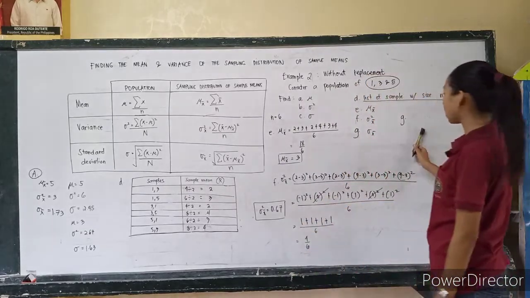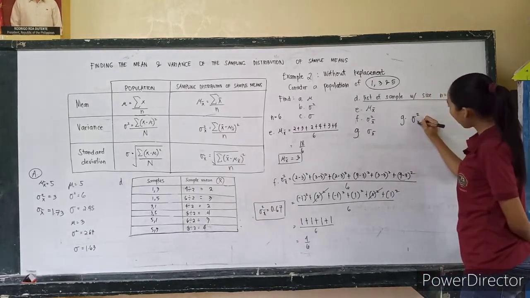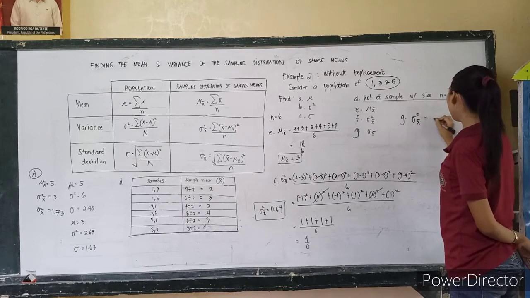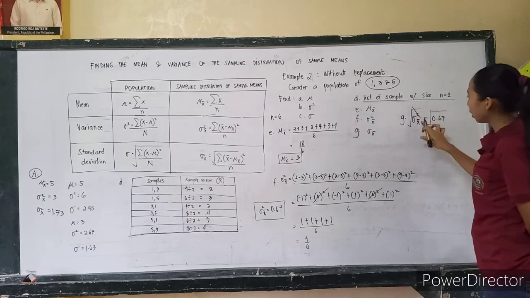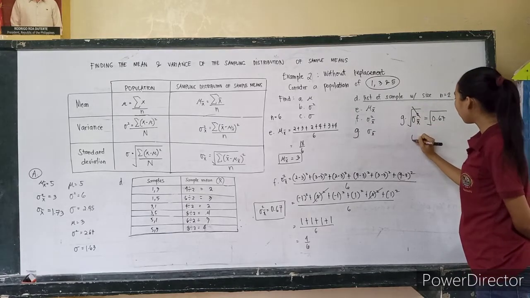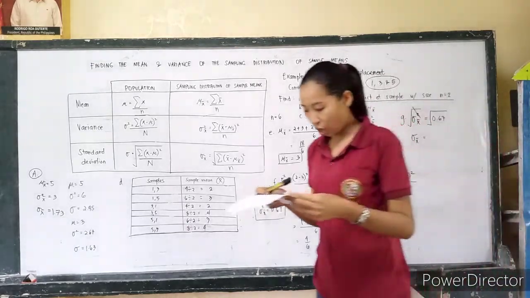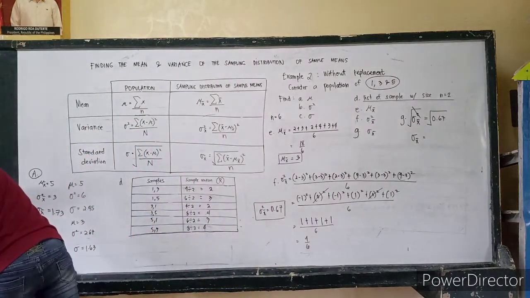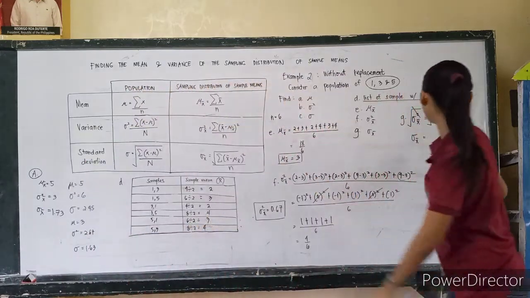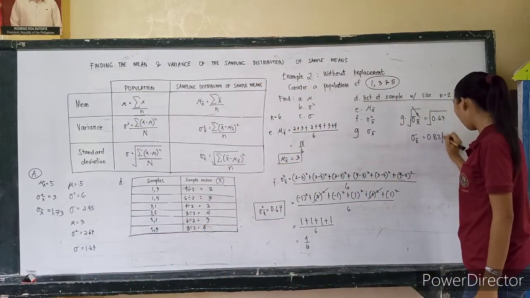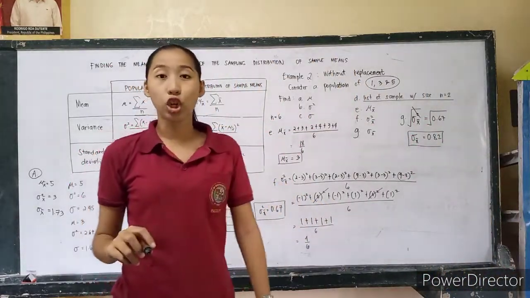Last part is finding your standard deviation, again by getting the square root. So sigma squared x bar is equal to 0.67. Get the square root of the two values, then cancel out this one, and we will have sigma x bar is equal to the square root of 0.67, which would be equal to 0.82. So this is now your standard deviation of your sample means.